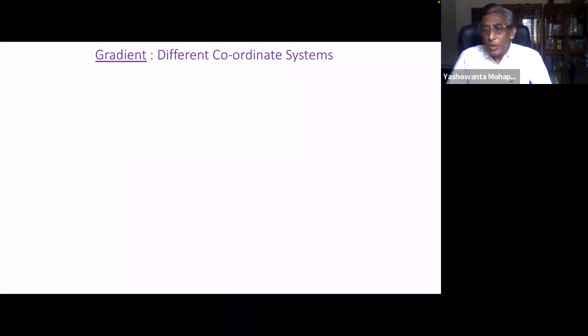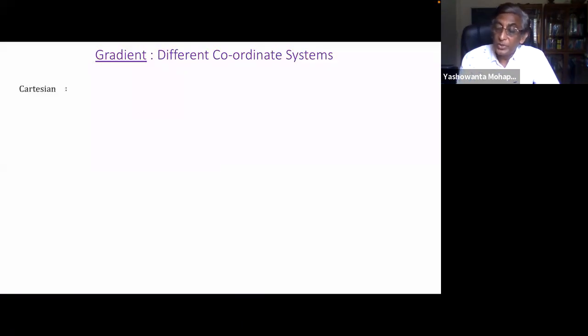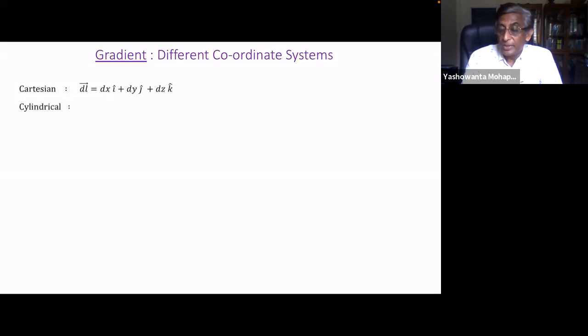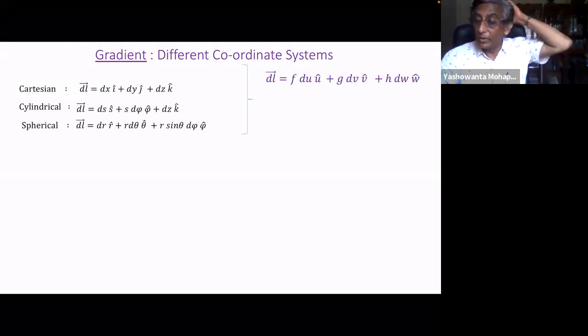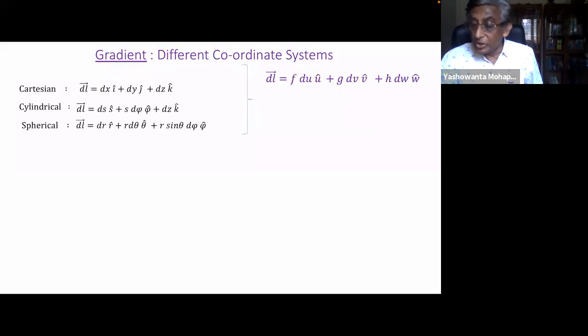All right. Now, so far, I have done gradient only in Cartesian coordinates. What about gradient in different coordinate systems? This is given in an appendix, but the trick that we'll use is, in Cartesian we know the length element. In cylindrical we know the length, ds s hat plus s d phi phi hat plus dz z hat. In spherical coordinate system, of course, we just wrote down dr r hat, r d theta theta hat, and r sin theta d phi phi hat. All this I can write down in general.